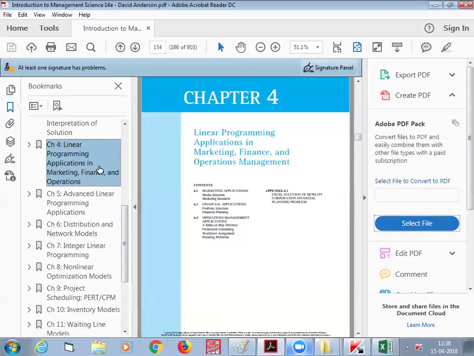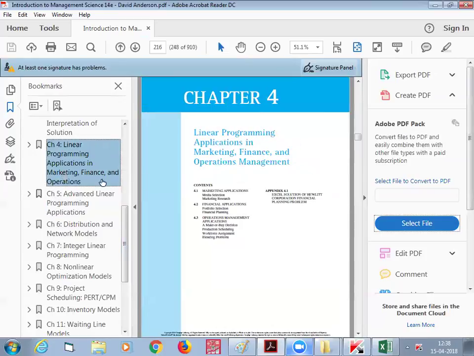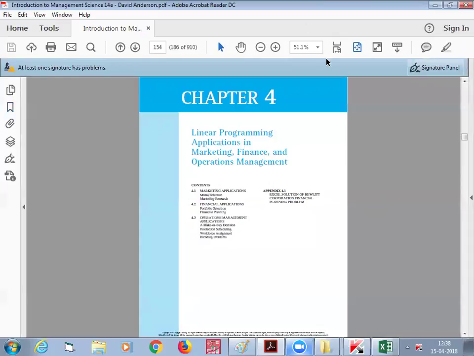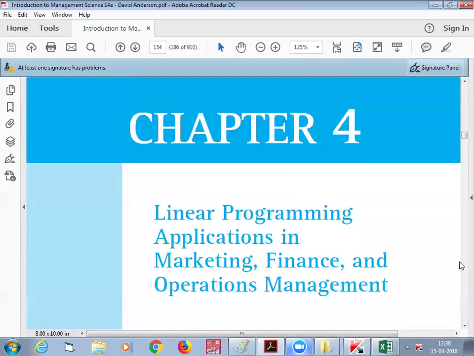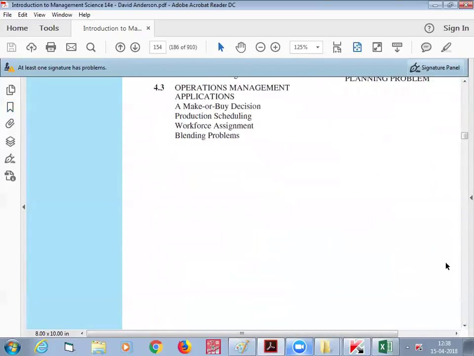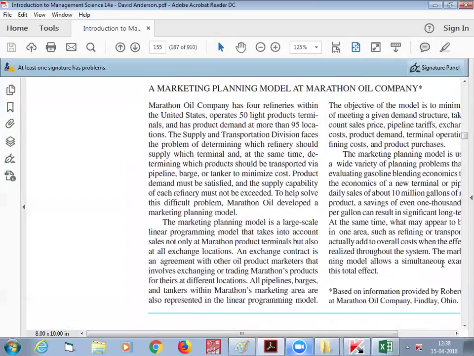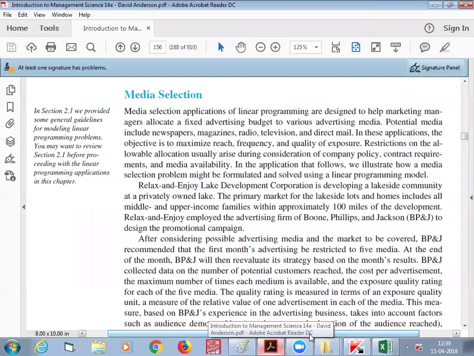All right, so let's look at this. There are actually 2 chapters in this book on applications. One is chapter 4, the other is chapter 5. We'll do some from each actually. Why specifically limit to these ones? Okay, so let's do this. Let's start with a nice problem called media selection.